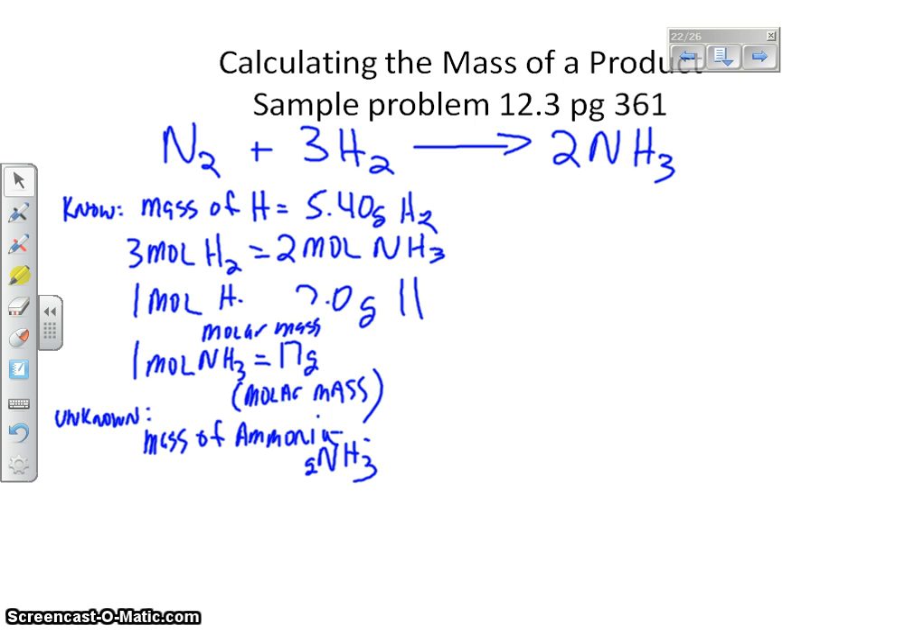Okay, so I already have up here what we know. We know that the mass of hydrogen is 5.4 grams for that H2. Okay, we know that 3 moles of H2 is equal to 2 moles of NH3. That's our mole ratio. We know that 1 mole of H2 is equal to 7 grams of H2, and that's the molar mass. Okay.